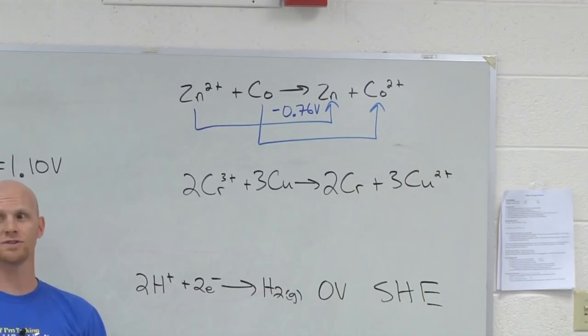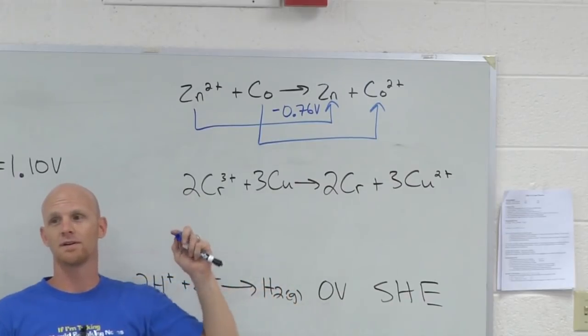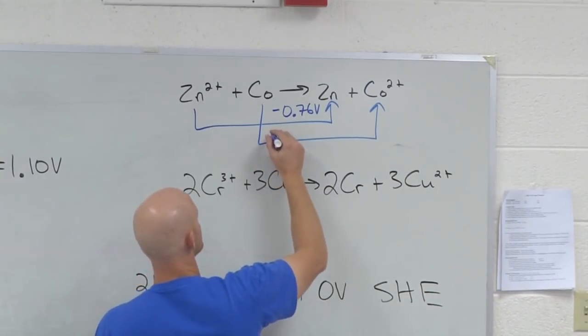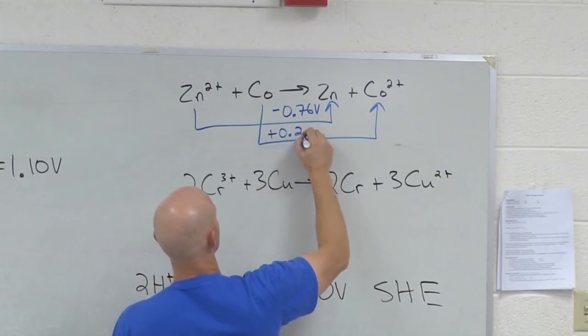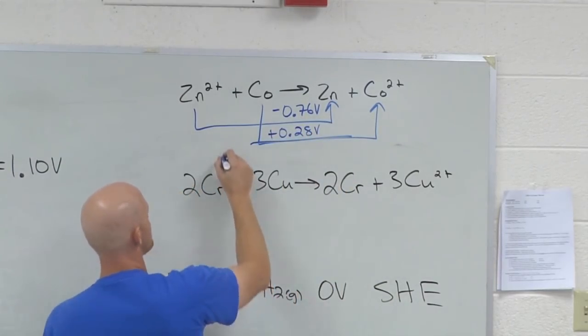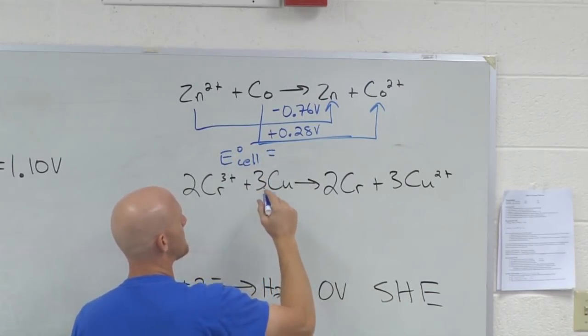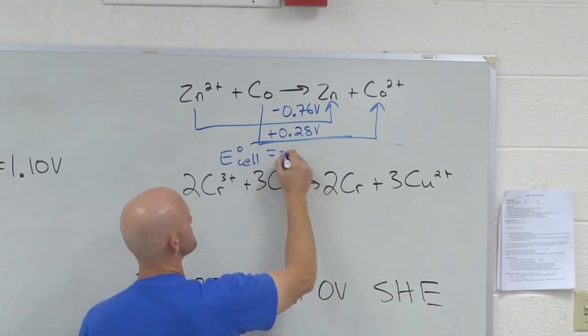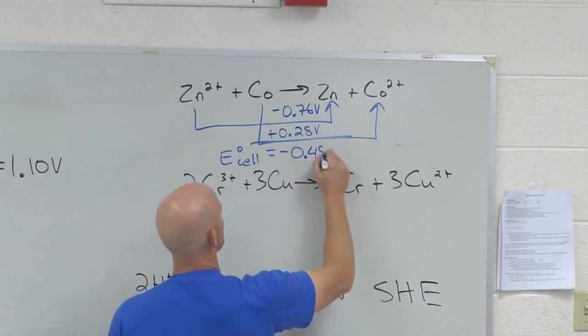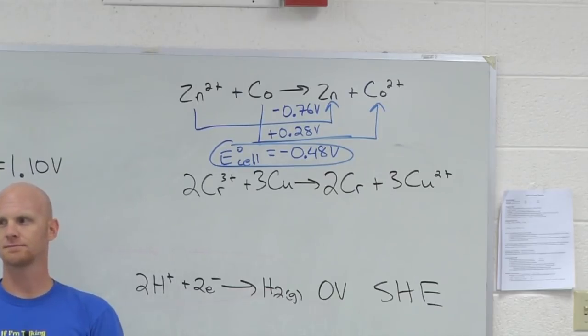So 0.28 or negative 0.28? Negative 0.28. But because we're going backwards, what do we have to do? Change the sign and make it positive 0.28 volts. And then add these together, and what do we get for the overall standard E cell? Negative 0.48 volts.